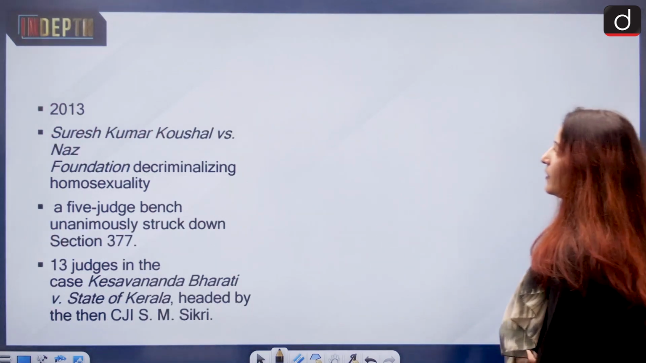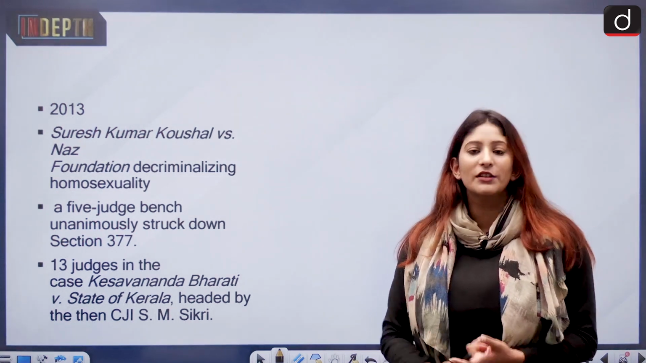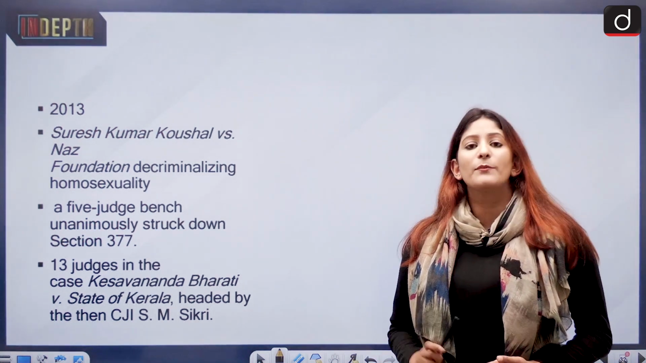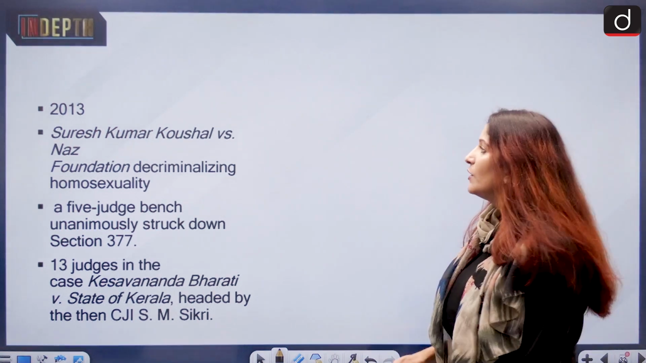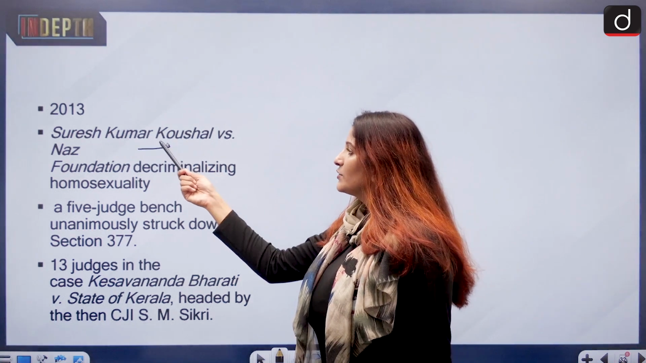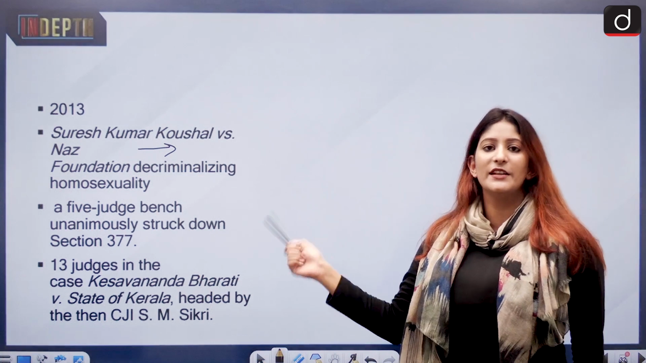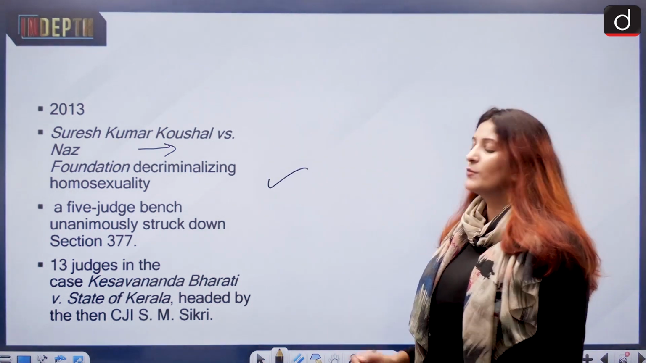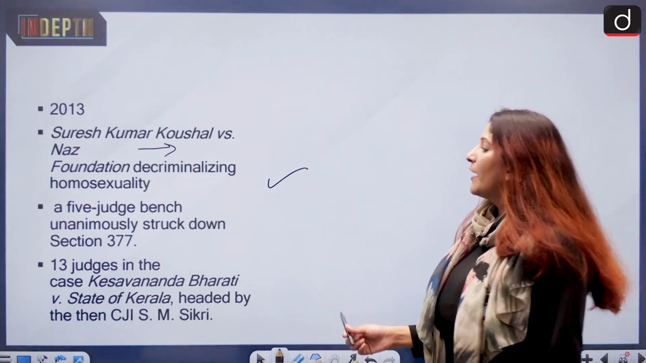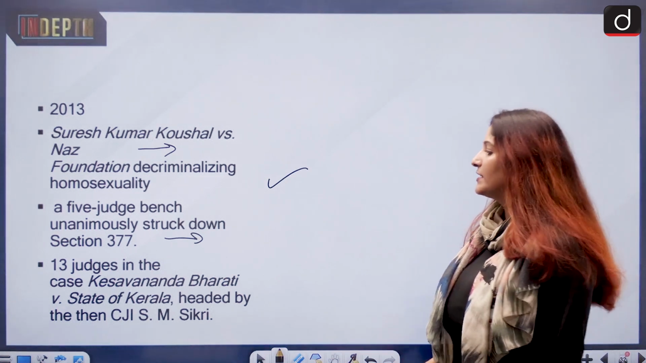Moving ahead, if we talk about other important cases, it's not that constitutional judgments are provided only by the Constitution bench. How am I telling you? In 2013, in the Suresh Kumar Kaushal versus Naz Foundation case, this was heard by a division bench of the Supreme Court. So they decriminalized homosexuality. Later on, a 5-judge bench unanimously struck down Section 377.